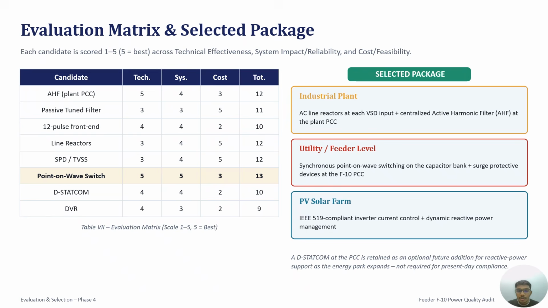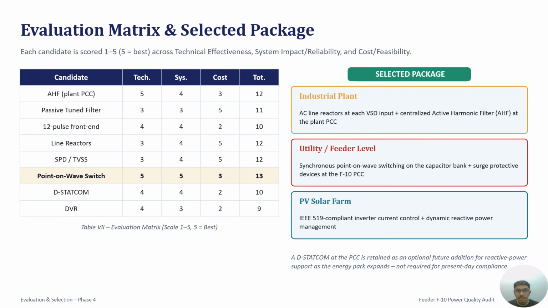Now this is Phase 4, evaluation and selection. Every candidate was scored from 1 to 5 across three criteria: technical effectiveness, system impact, and reliability. And lastly, cost and feasibility, as shown in Table II, Table 7. The highest scoring candidates were point-on-wave switching at 13 and a three-way tie at 12 between active harmonic filter, line reactance, and SPD or TVSS.